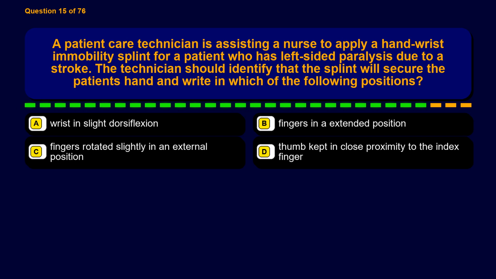Question 15. A patient care technician is assisting a nurse to apply a hand-wrist immobility splint for a patient who has left-sided paralysis due to a stroke. The technician should identify that the splint will secure the patient's hand and wrist in which of the following positions? Option A. Wrist in slight dorsiflexion. Option B. Fingers in an extended position. Option C. Fingers rotated slightly in an external position. Option D. Thumb kept in close proximity to the index finger.